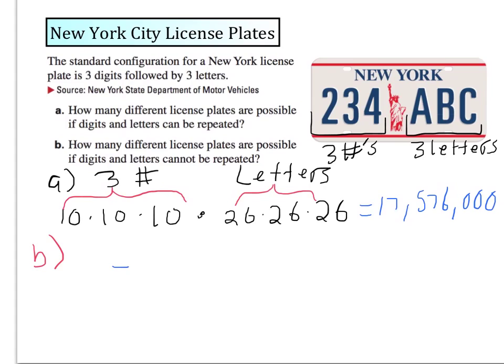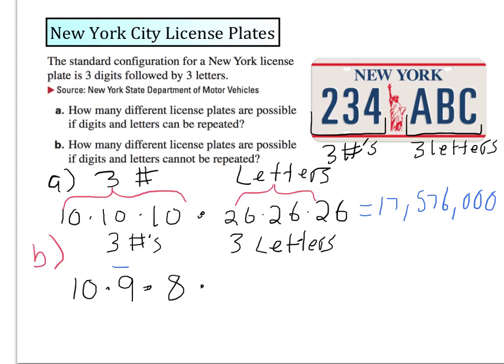Now part B is asking us how many different combinations can we have if the license plate digits and letters cannot be repeated. Now this is the same idea, but we need 3 numbers and we need 3 letters. So for the first one, since there's technically no numbers that can be repeated for the first term, we have 10 options. Now for the next number in the sequence, we've lost a number. So we have to multiply it by 9.